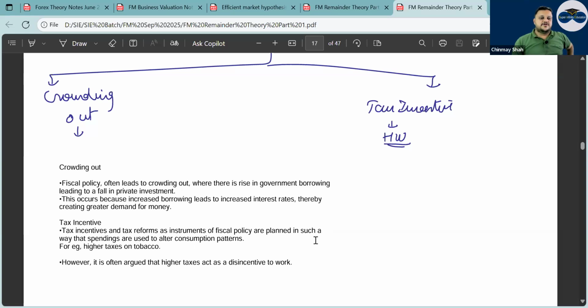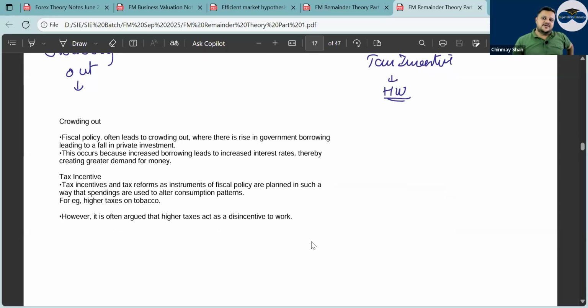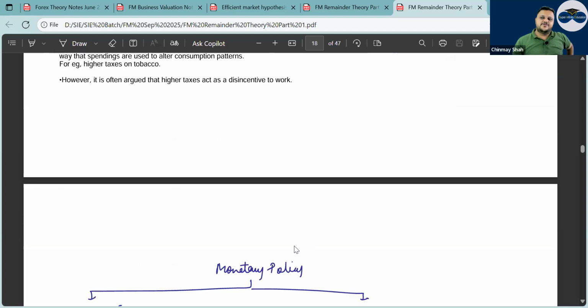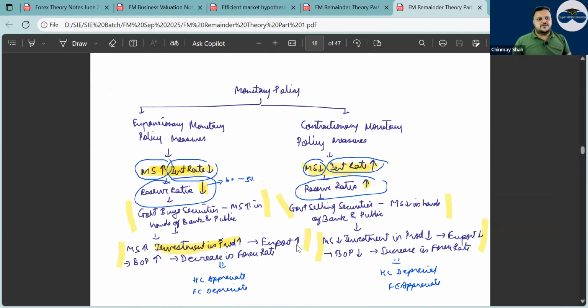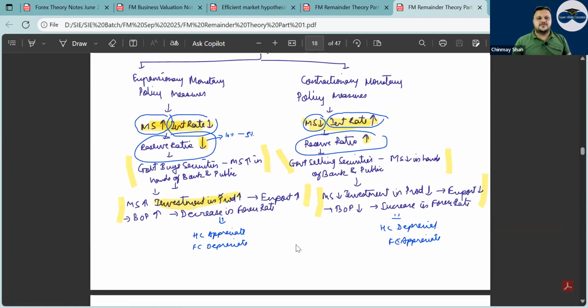Tax incentive is what? A very high tax rate might be a demotivator for people, correct? A very high tax rate is a disincentive to work, so a very high tax rate may not be a very good option, correct? That is that. Then monetary policy, correct?